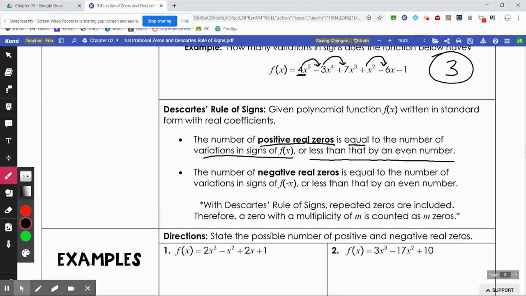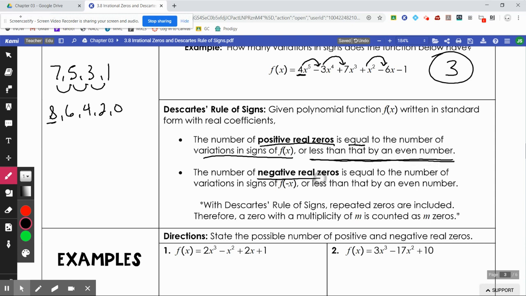And what in the world does that whole "less than that by an even number" mean? Well, you might have 7, or you might have 5, or you might have 3, or you might have 1. Notice I went down 2 each time, so it doesn't tell you exactly how many you have. It tells how many you might have. Or if you have 8, then it might be 8, or 6, or 4, or 2, or 0. So either this number or less than that by an even number.